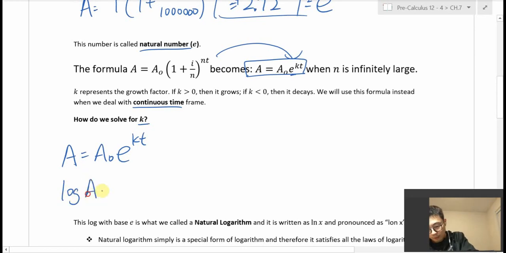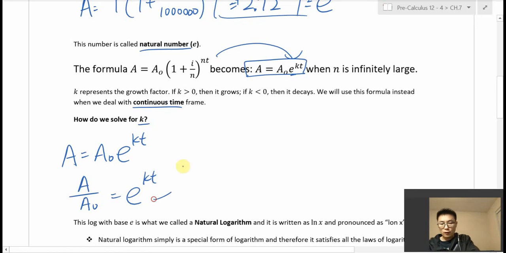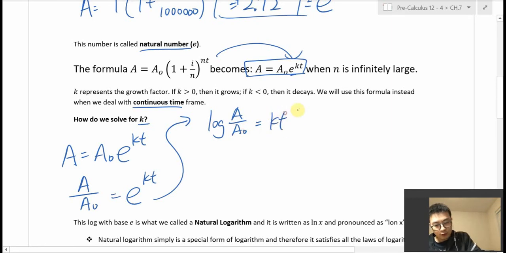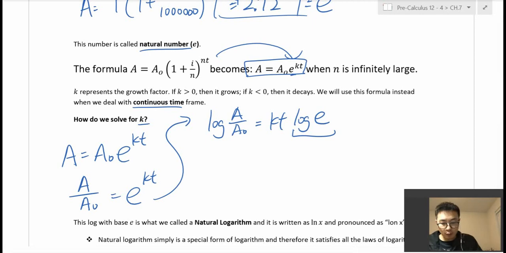Before I log both sides, I'm going to divide both sides by A naught. Then I get A over A naught equals e to the power of kt. Then we can take the log on both sides, so log of A over A naught is equal to kt times log e. Now this is going to be a constant, right? Log of a value. e, remember, is a number, approximately 2.72. So that's a number, and this is going to be a number. To solve for kt, we can divide both sides by log e.